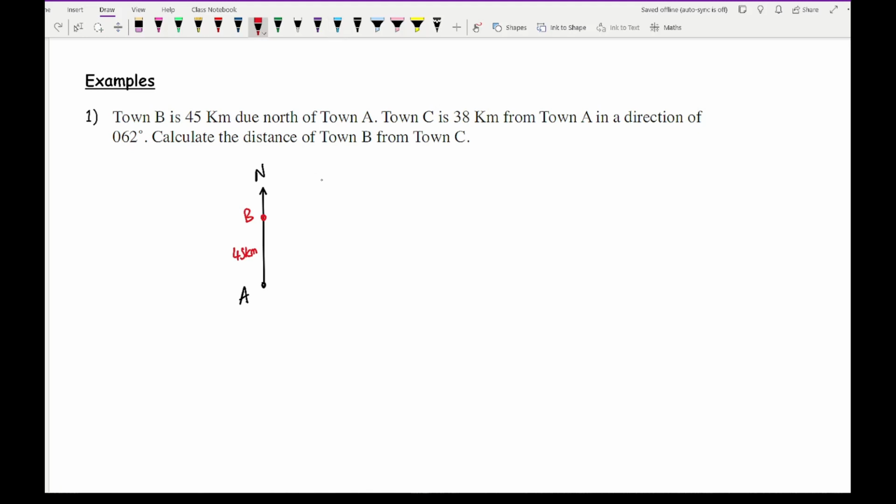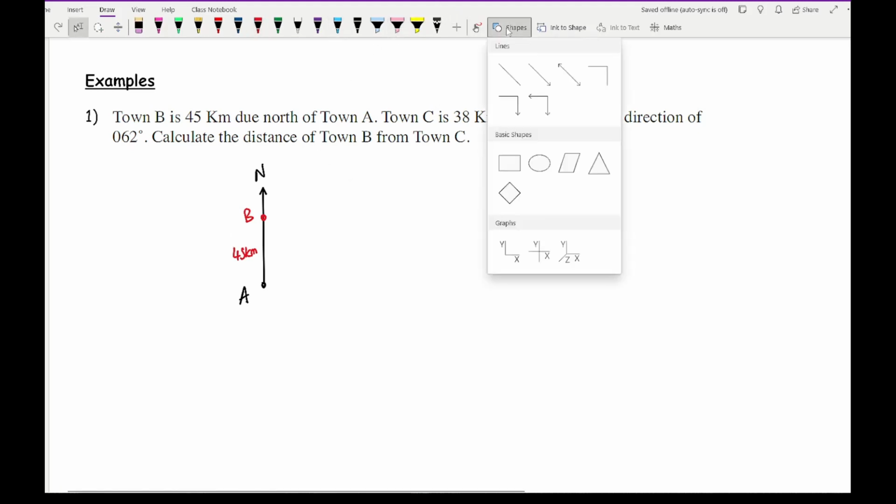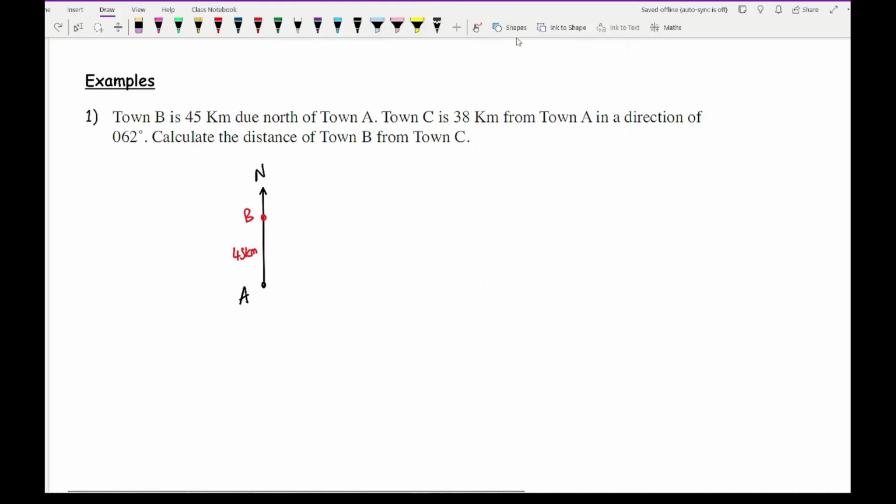Now town C is 38 kilometers from town A at an angle of 062 degrees. Now 62 degrees is an acute angle. So if I just imagine where 62 degrees is going to be, let's just draw that line there. And let me label this angle as 062. Let's say that distance there is 38 kilometers, and that's where town C is. So the question is asking me, what is the distance from B to C? So it's asking me what this distance here is.